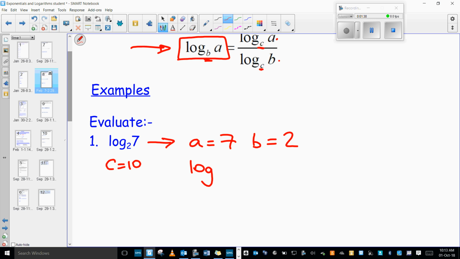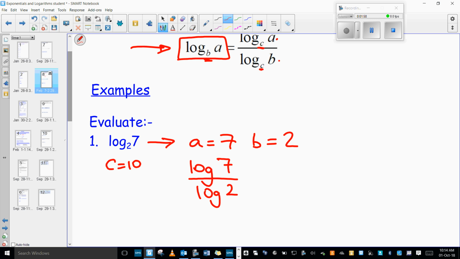So I would write log of what? I don't need to write 10. So log is what's A? A is on the top, over 2. That's it. Okay, it's not anything more challenging than that.